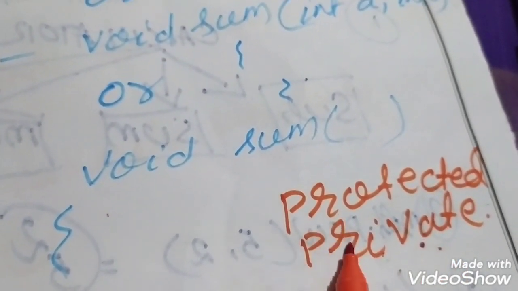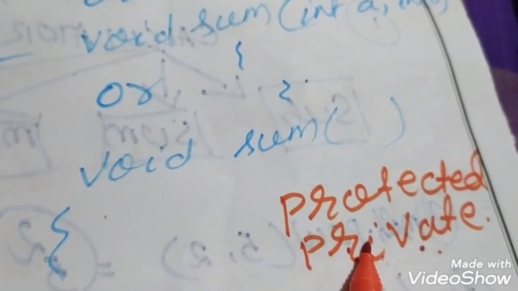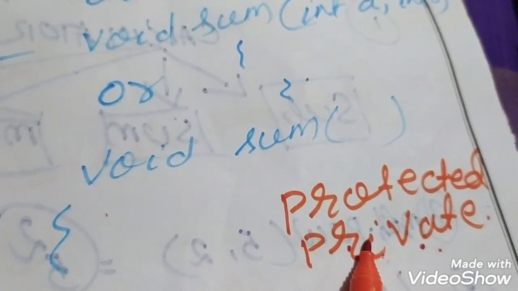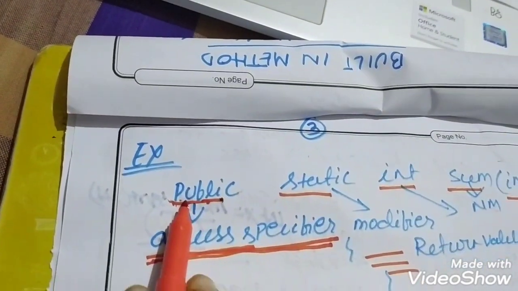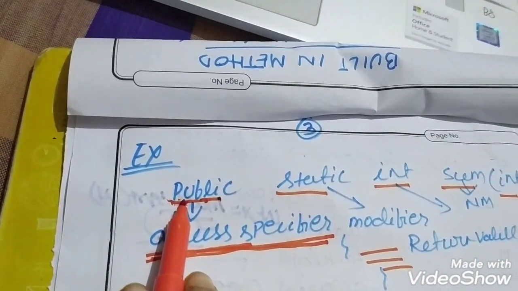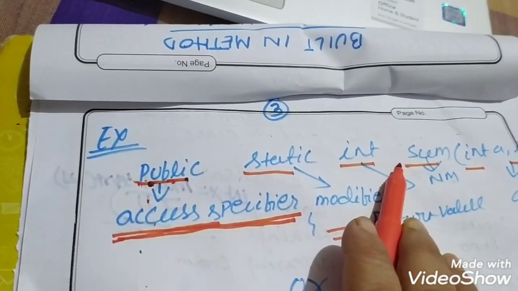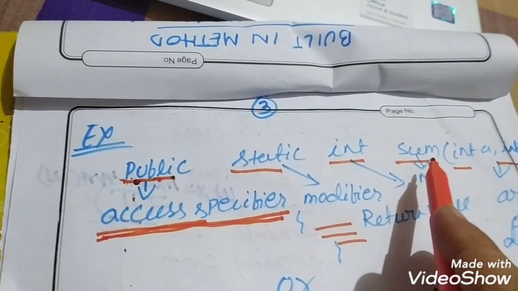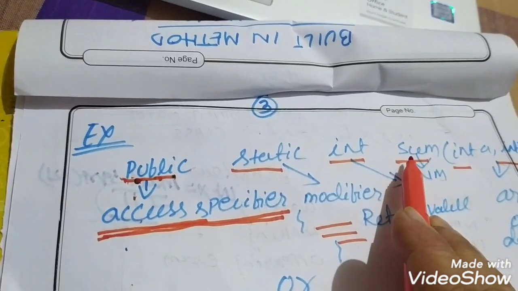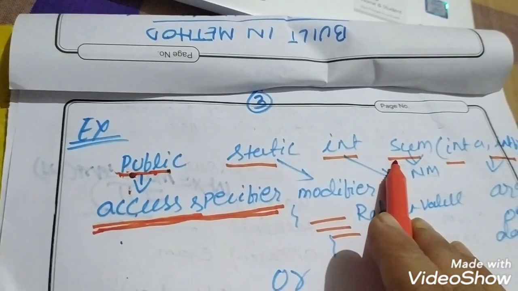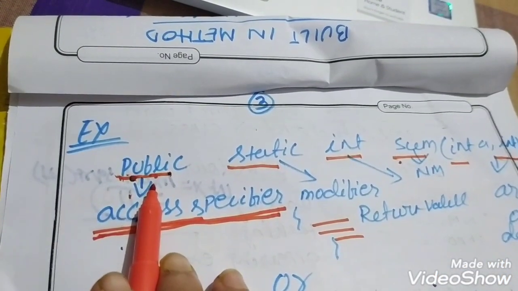These two access specifiers we have to discuss in detail in another chapter. For the time being, you just know only the public. So public means any other method written in the program can access this method, or any other program outside this program can also access this method. So public is accessed by all.